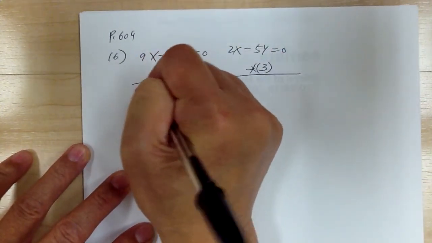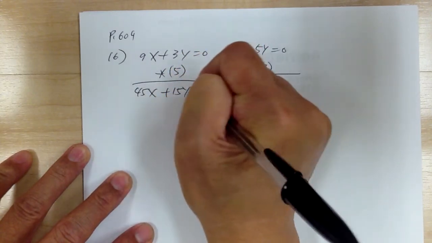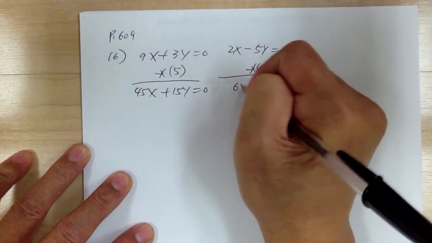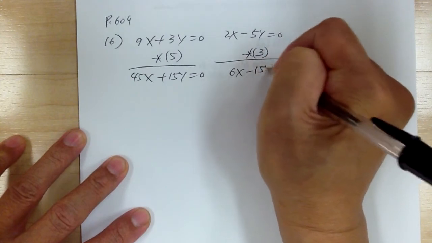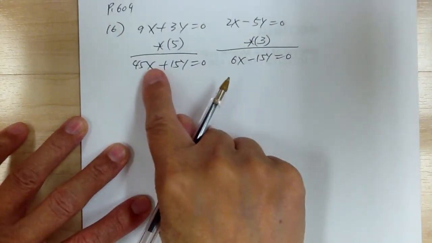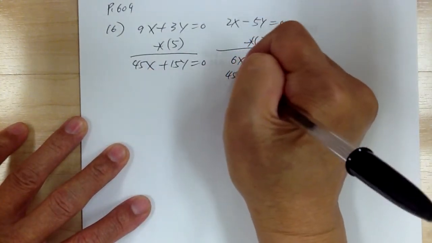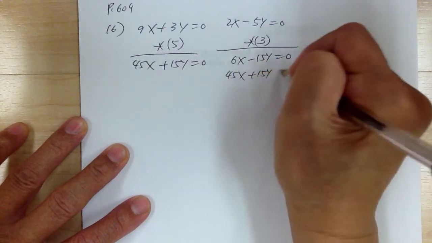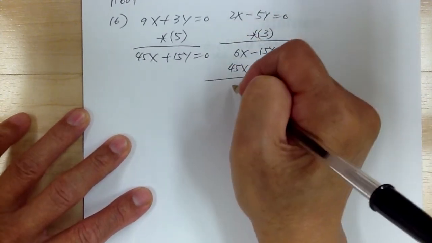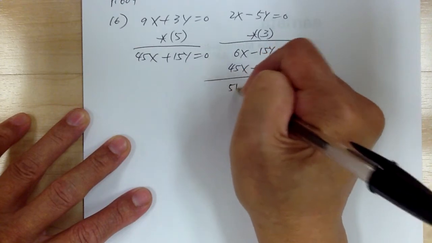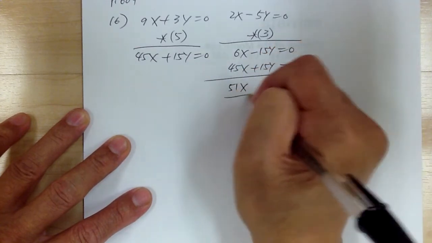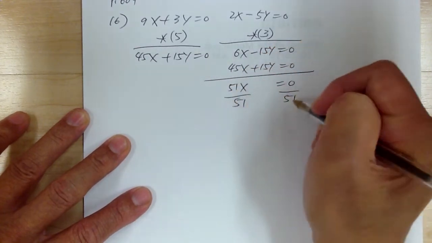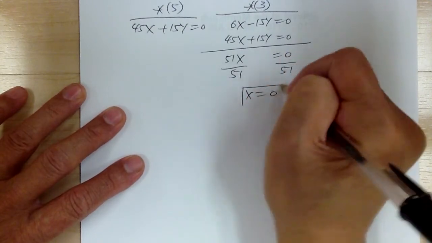Okay, so I got 45x plus 15y equal to 0. Over here, I got 6x minus 15y equal to 0. I'm going to put this under here. So 45x plus 15y equal to 0. This cancels out. So I get 51x equal to 0. Divide by 51, divide by 51. So x equal to 0.